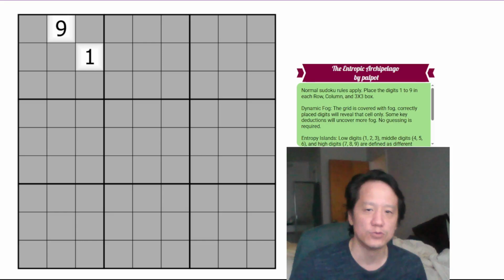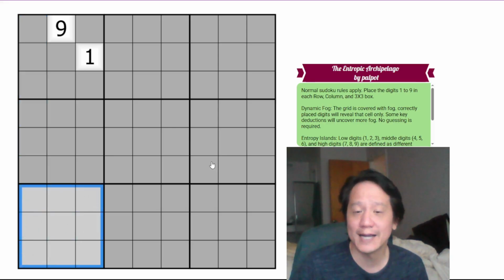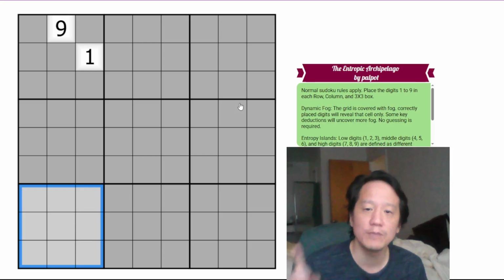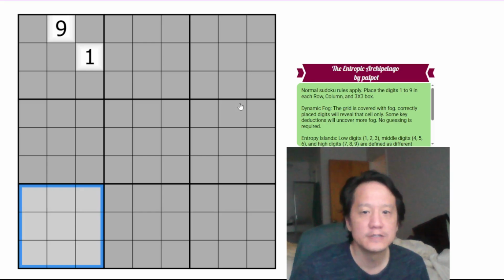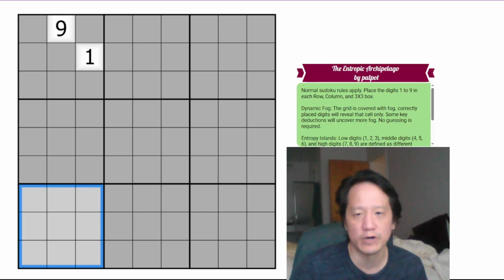And here are the rules. Normal Sudoku rules apply. Place the digits 1 to 9 in each row, column, and 3 by 3 box. We have dynamic fog, where the grid is covered with fog. Correctly placed digits will reveal that cell only. Some key deductions will uncover more fog. No guessing is required. So the correctly placed digit will clear the fog only in that cell. That's interesting.